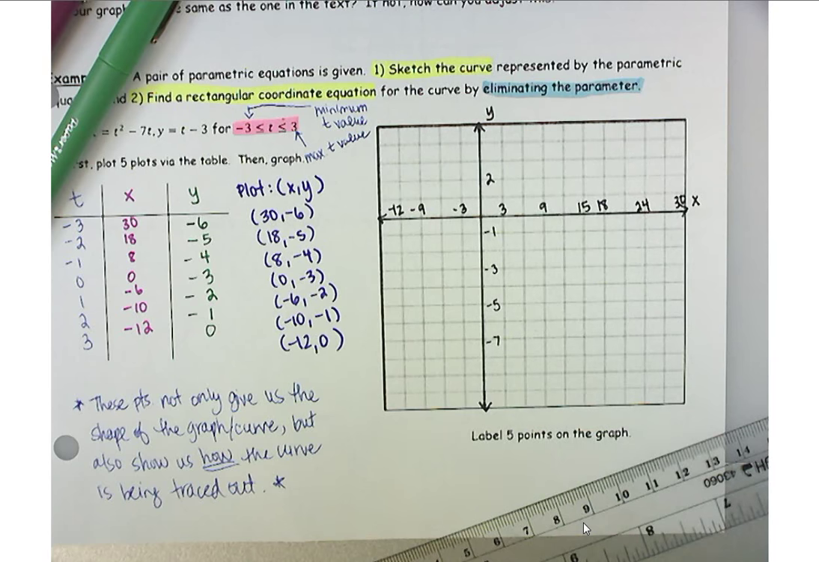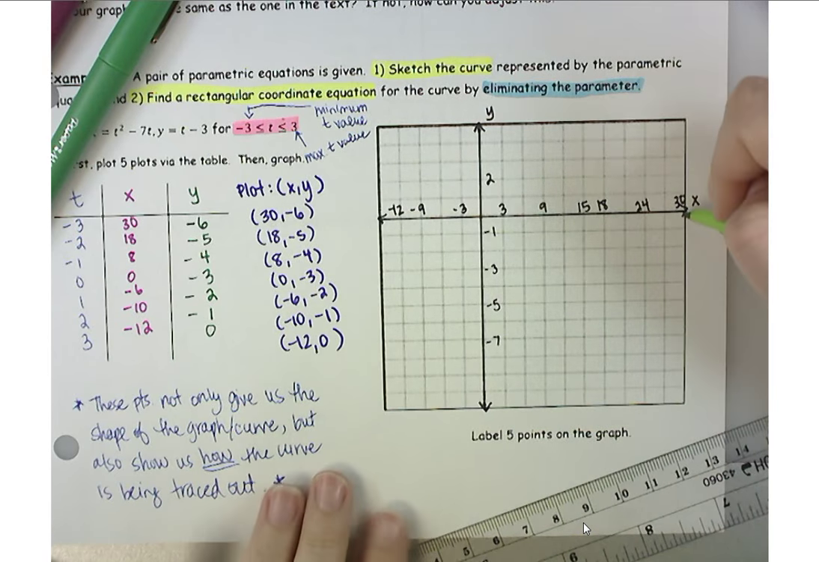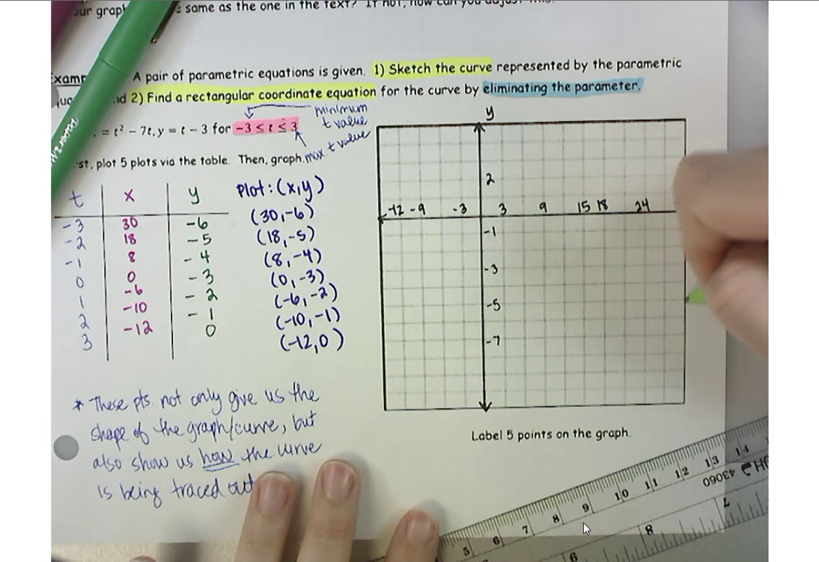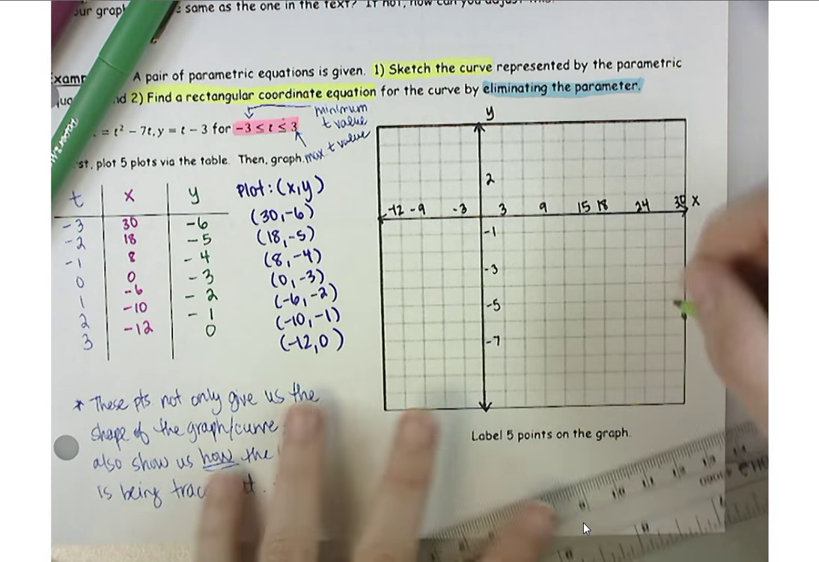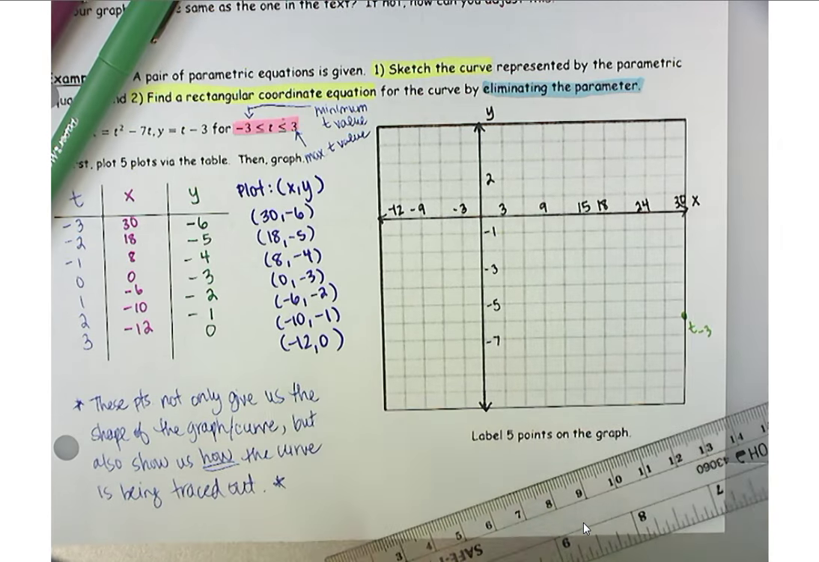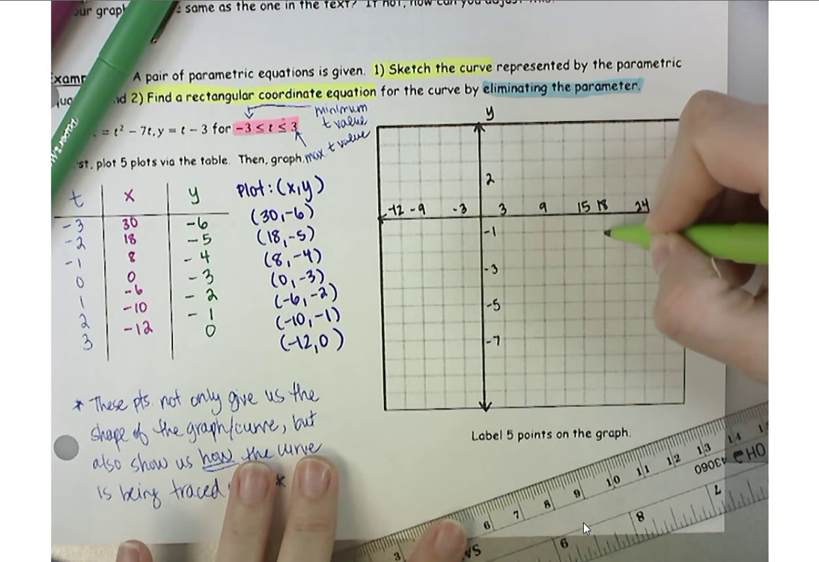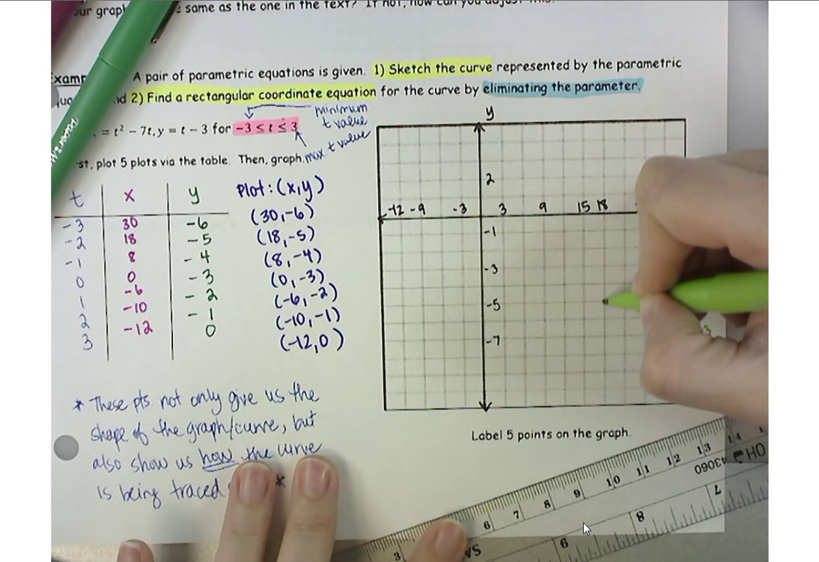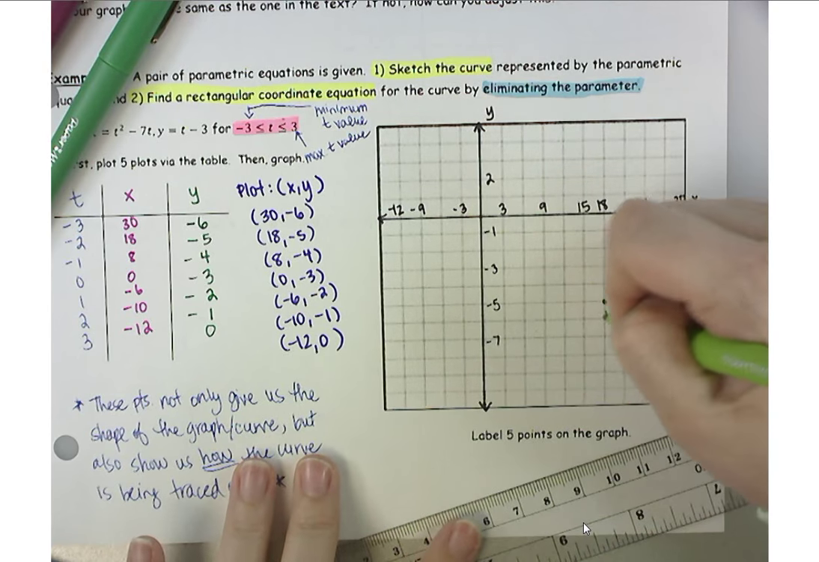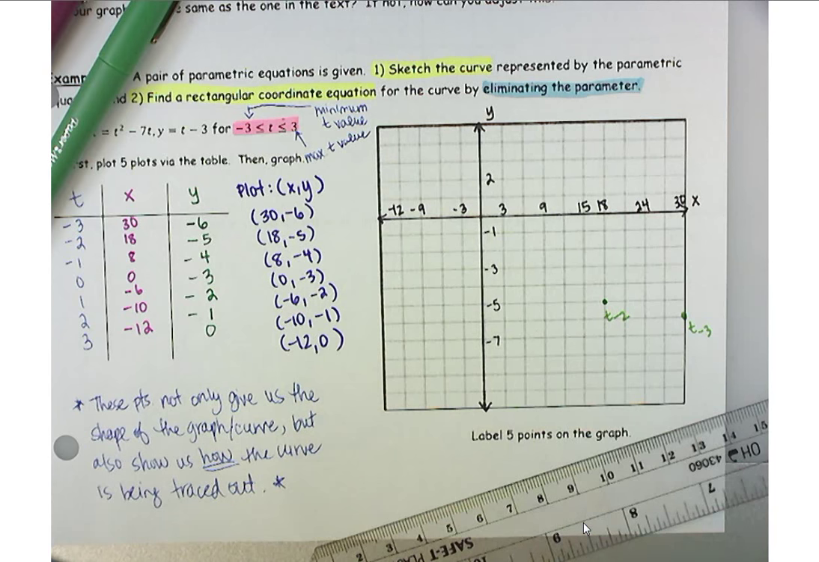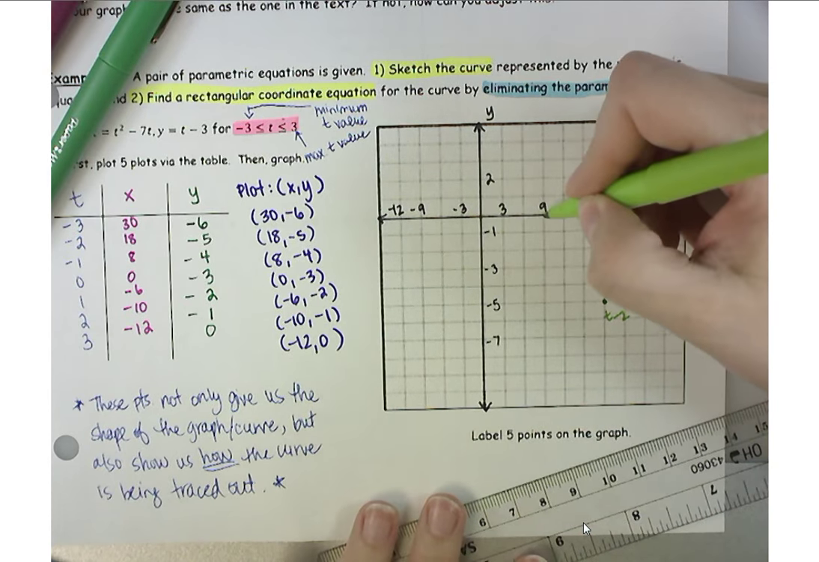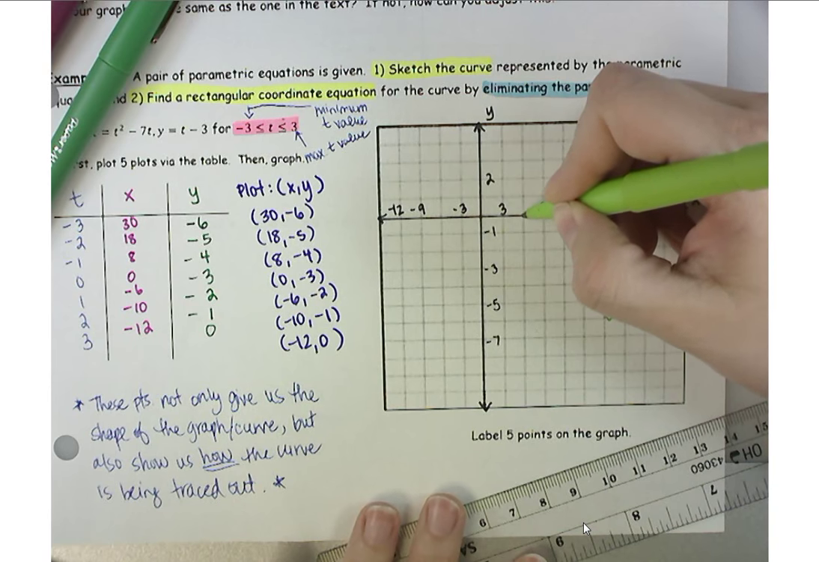Alright, so now I'm going to start plotting. So I have 30, -6. And then I'm going to label this as T sub -3. And then I have 18, -5, which is T sub -2. And then I have 8. Okay, so if I'm here at 9 and this is 6, I would say this is about 7, so this is about 8, -4.